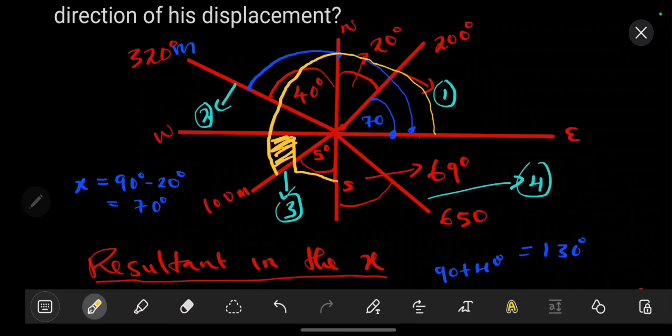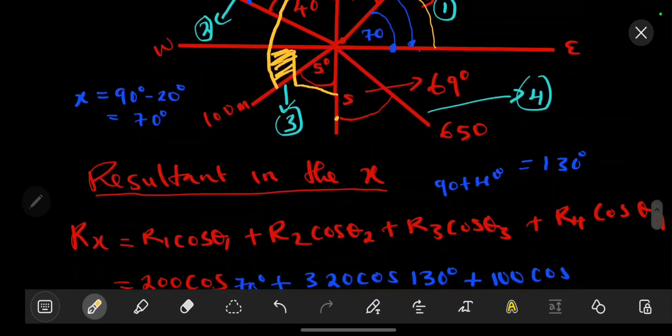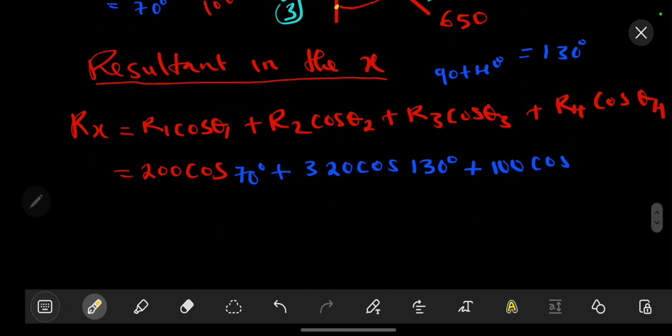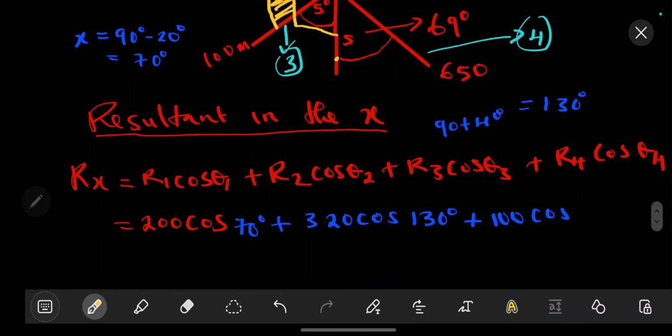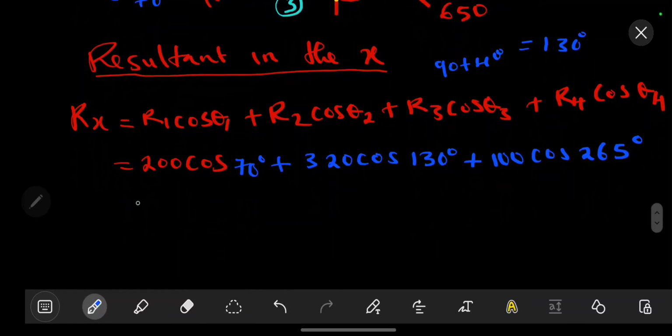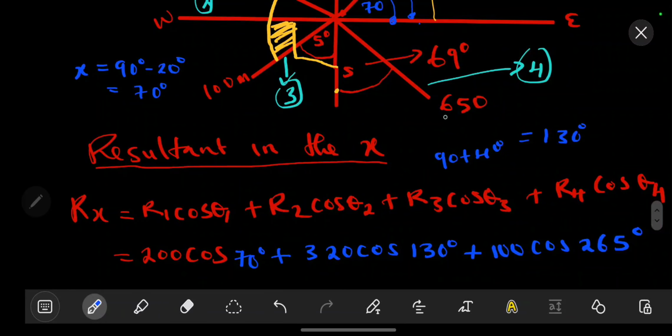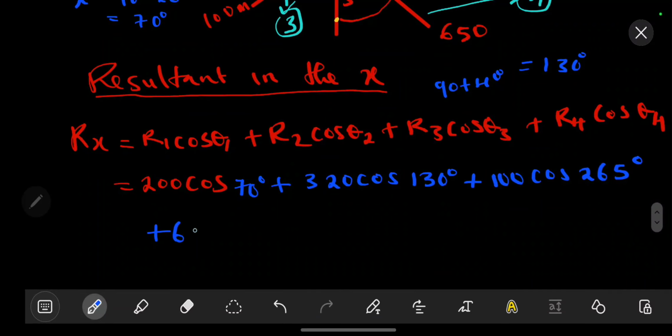And we know that the angle from here, if we move until we reach this point, is equal to 270. So we are just going to subtract 5 degrees. If we subtract our 5 degrees, it will give us 270 minus 5 degrees, which is 265. Then after our 265, we are going to add plus. Our resultant number 4 is 650. So we are going to say 650.